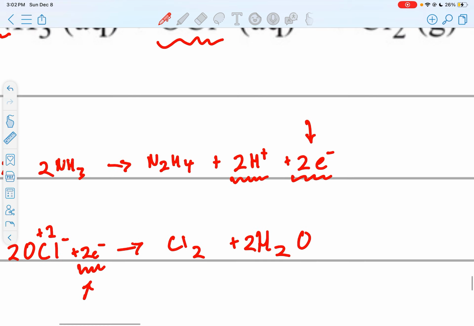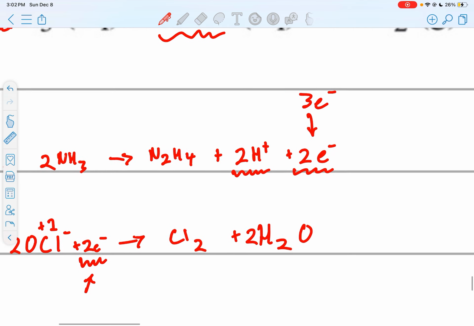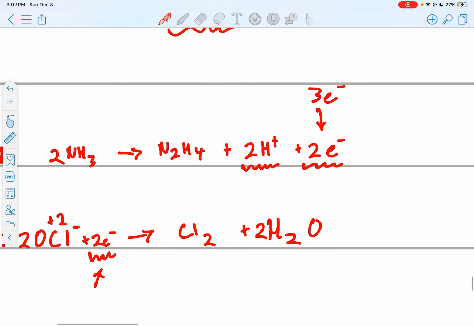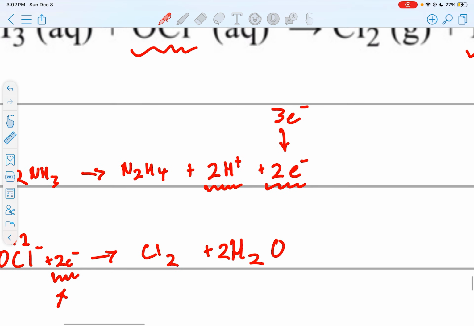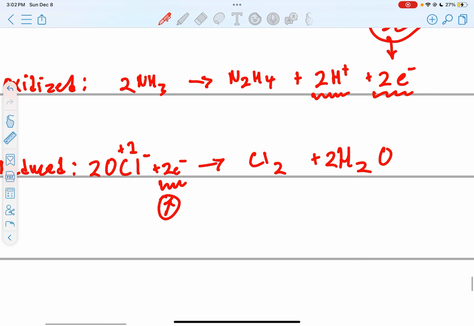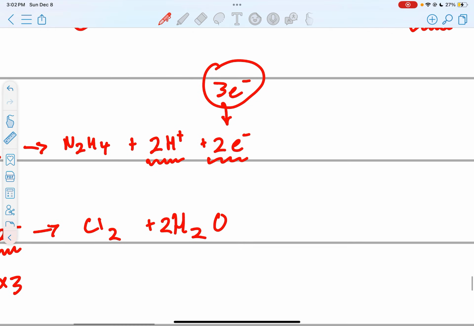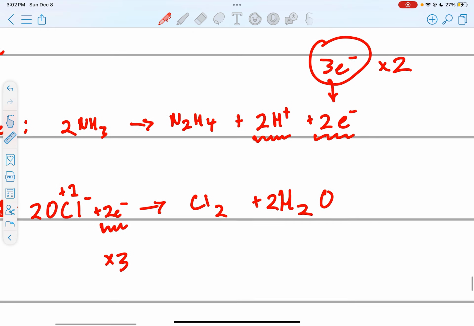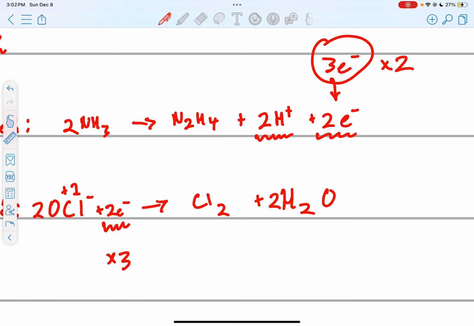But if one of them had, let's say, 3 electrons and the other one had 2 electrons, you would have to multiply them by their lowest common multiple to make sure that they have the same amount of electrons. What I mean is, if this was 3 electrons and this was 2 electrons, right? Then you would have to multiply this by 3 and this by 2 so that both of them have 6 electrons. And that's the only way you can add them together.